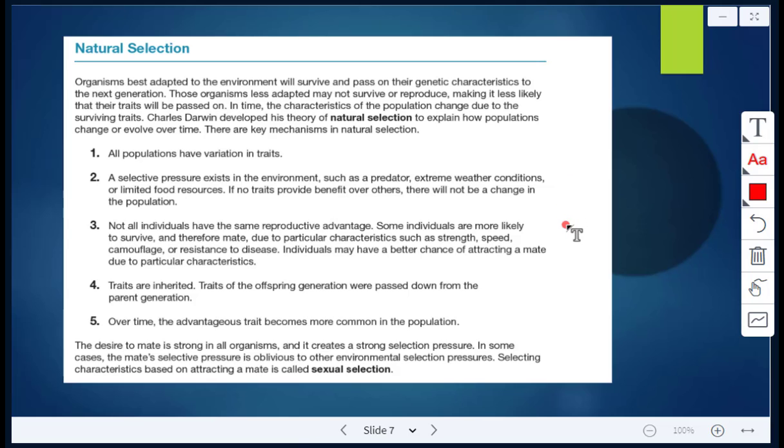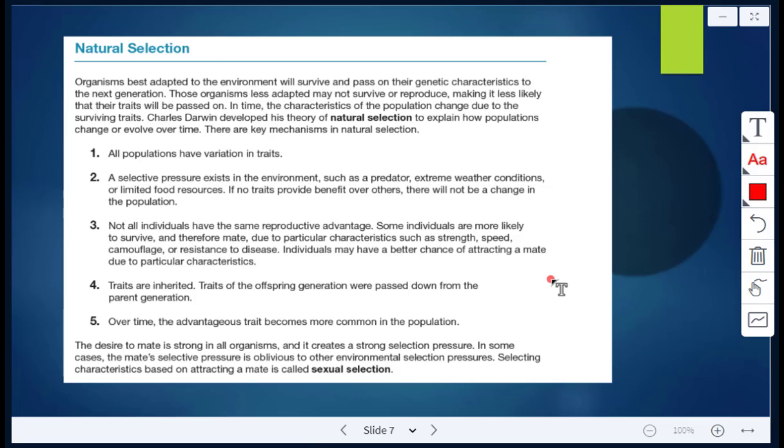Point 3, not all individuals have the same reproductive advantage. Some individuals are more likely to survive. If they can survive, they'll get to reproduce. They'll find a mate, and it'll be because of particular characteristics, maybe strength or speed or camouflage or resistance to disease. So individuals may have a better chance of attracting a mate due to those particular characteristics.